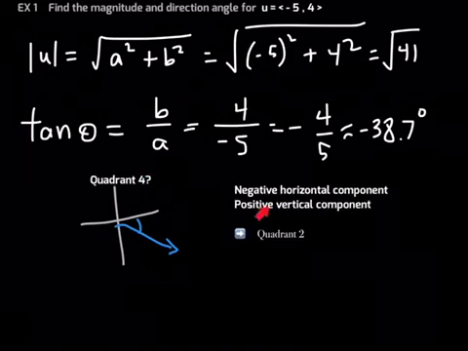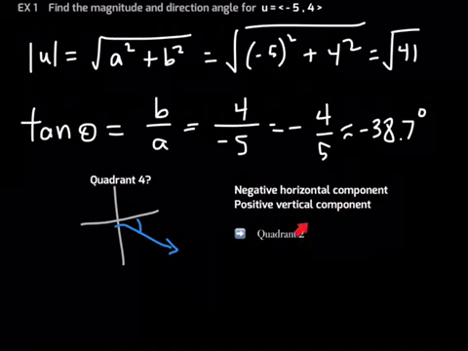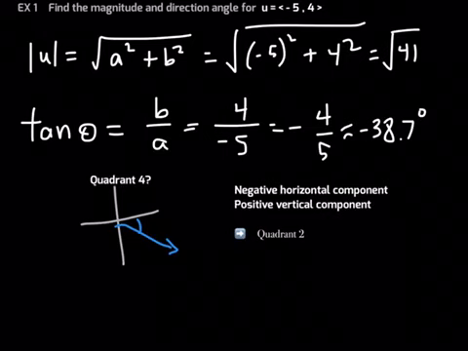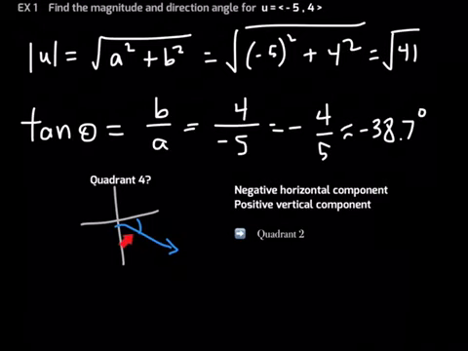But a negative horizontal component and positive vertical component has to be in quadrant 2. So how do I go from quadrant 4 to quadrant 2? Let's just add 180 degrees to negative 38.7 degrees, and it'll jump us over here in quadrant 2.